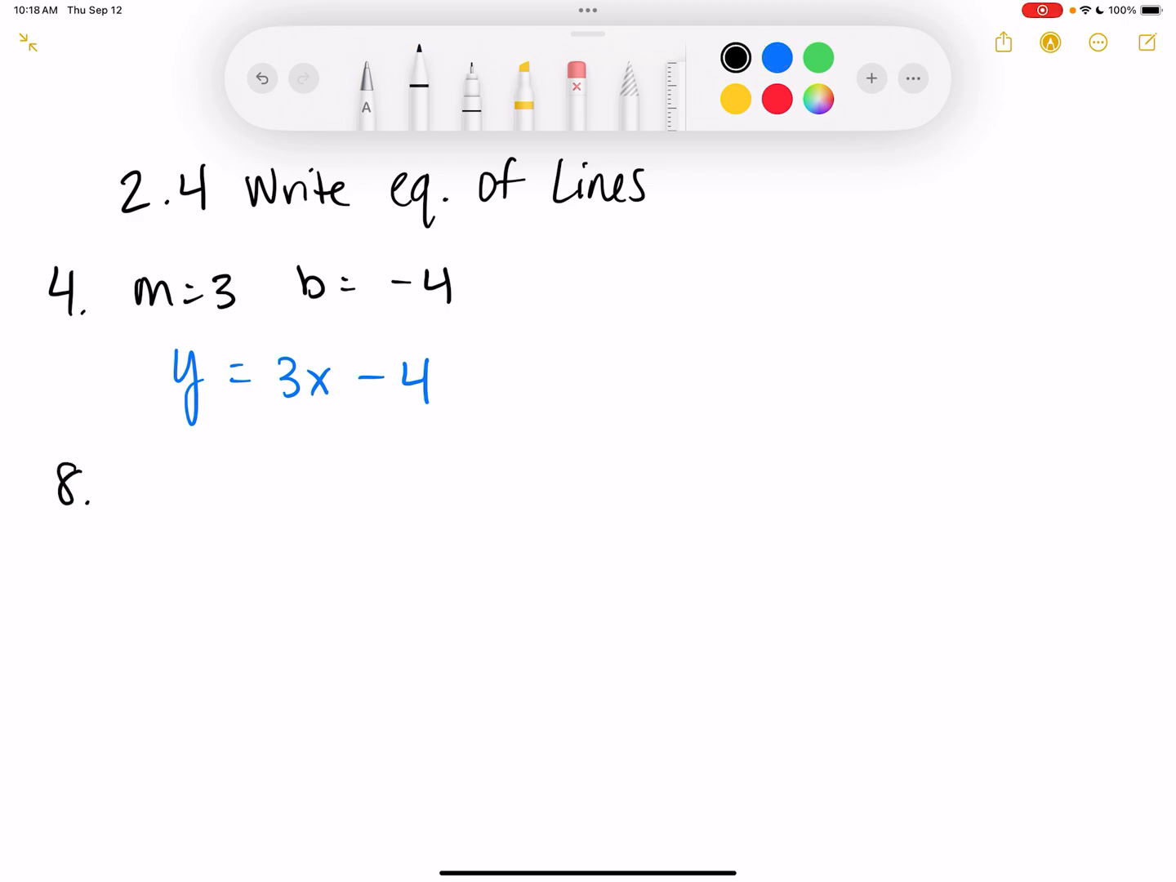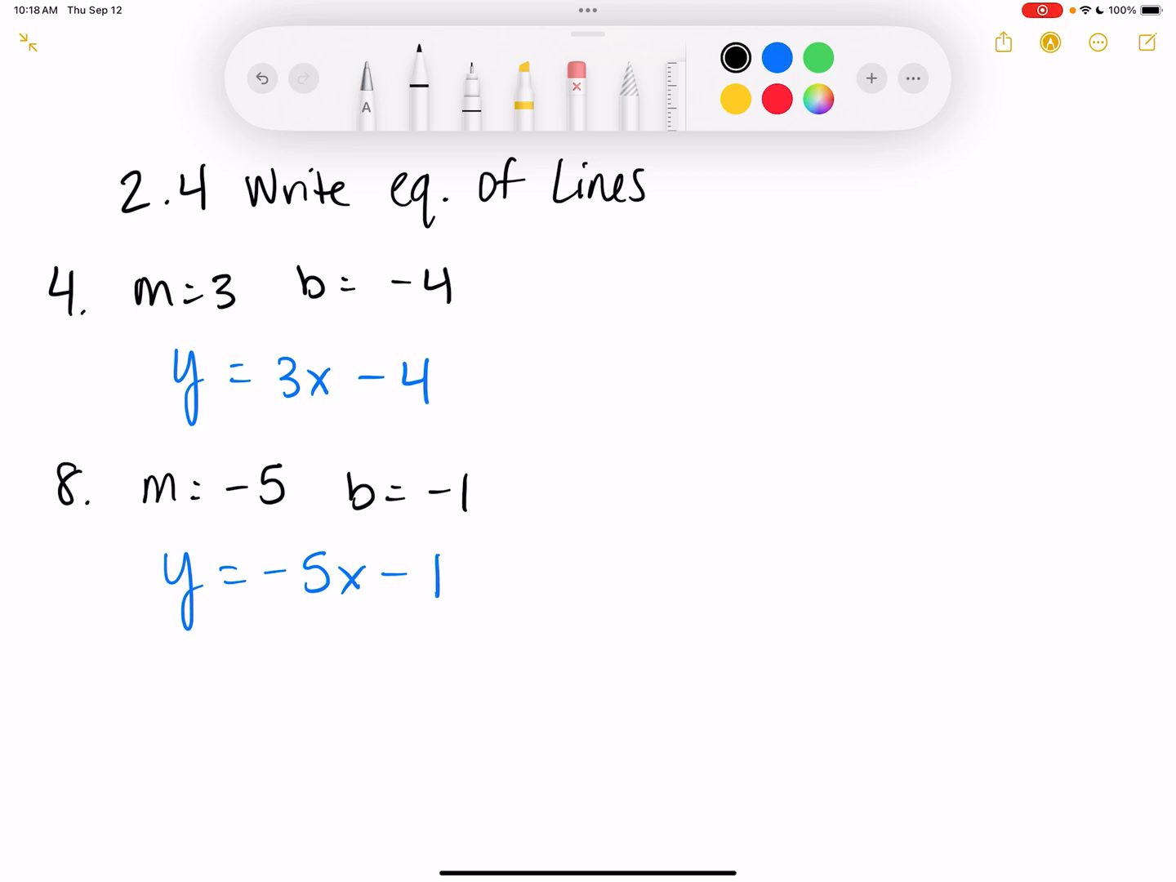Number 8, m equals -5, and b equals -1. Somebody else, what's the equation of the line? Y equals -5x minus 1. Awesome. Easy enough? Yes. Cool. Next thing.